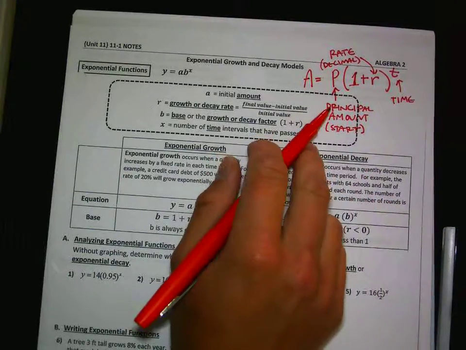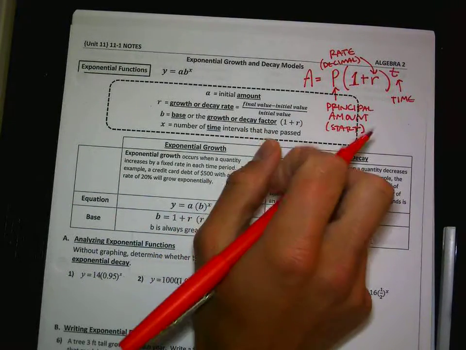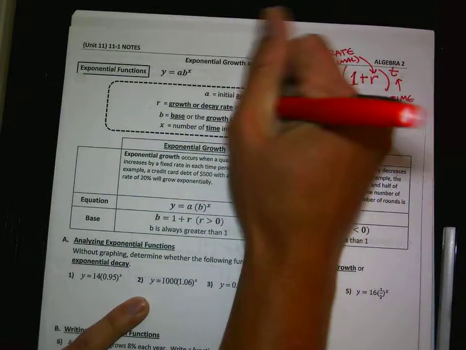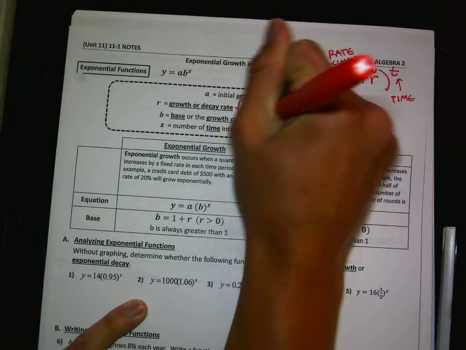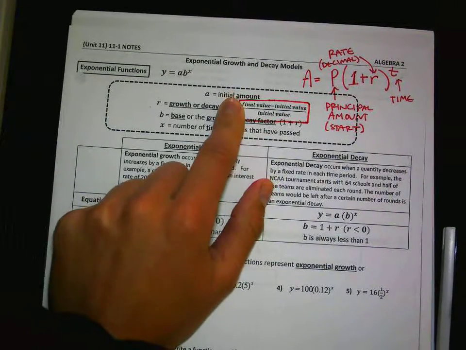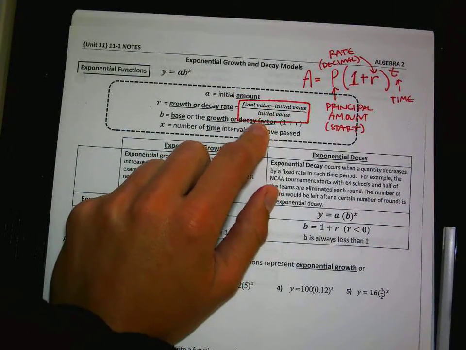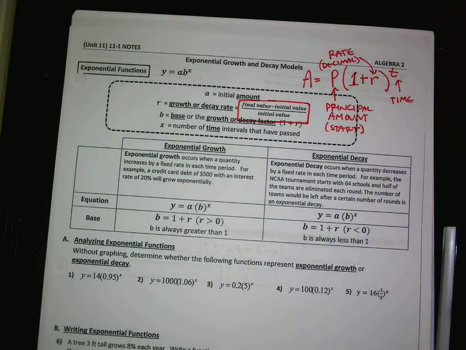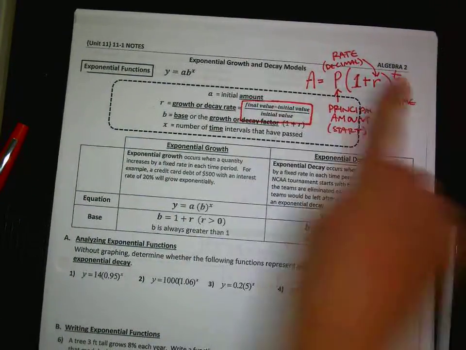All right, so P is what you start with. R is your rate. It's got to be a decimal. T is your time. Another thing you're going to use to find the rate is this fraction right here. Your final value minus your initial value over your initial value. That will also tell you the rate. So we're going to have both of those guys. So that's kind of this first part right here.